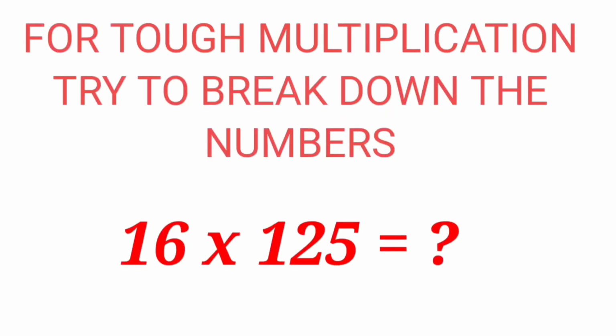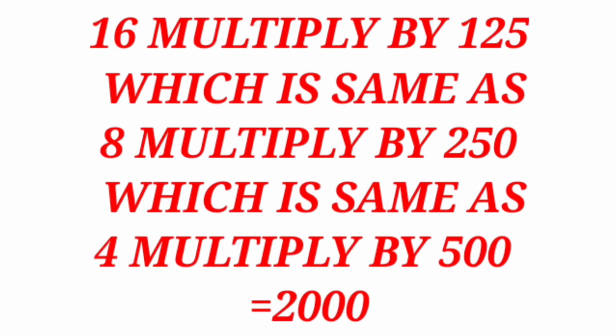For tough multiplication, try to break down the numbers. For example, 16 multiplied by 125. 16 multiplied by 125, which is the same as 8 multiplied by 250, which is the same as 4 multiplied by 500, which equals 2000. So this is how you can break down these numbers into small parts.